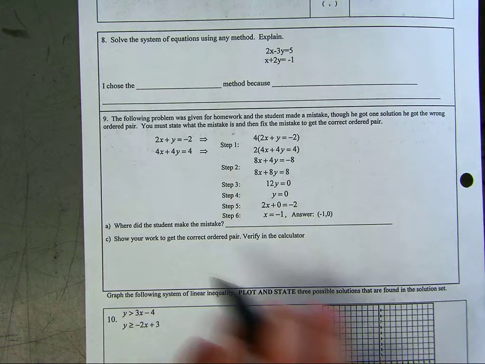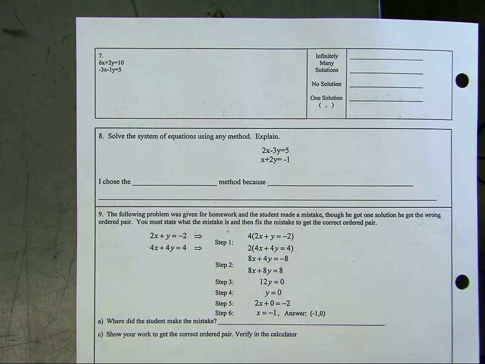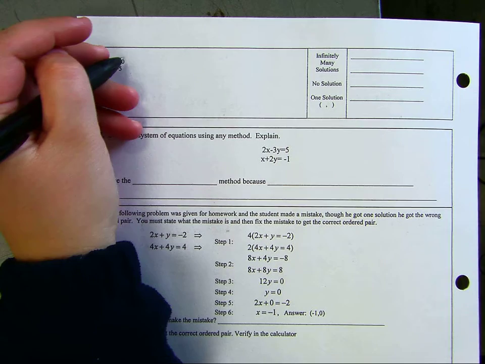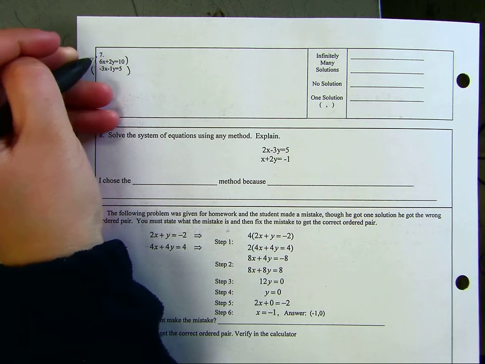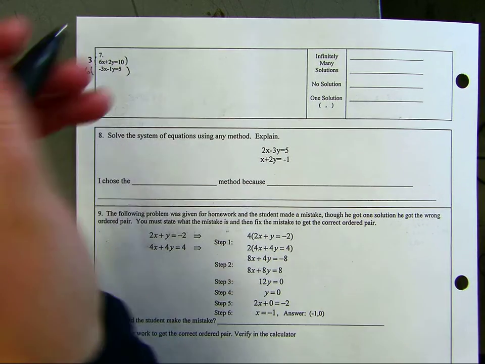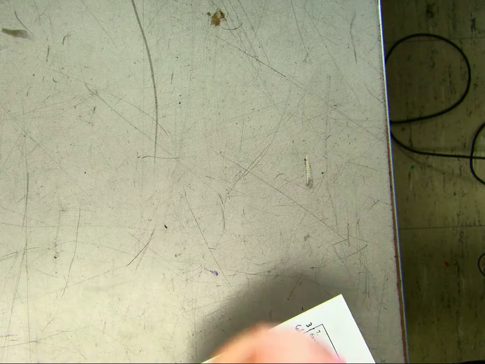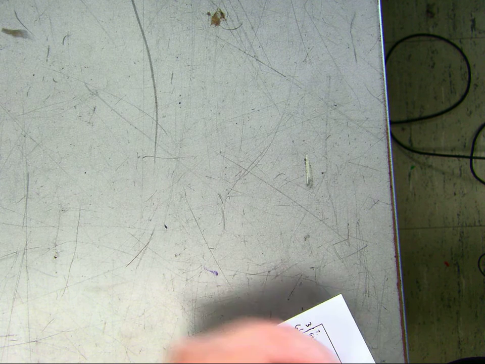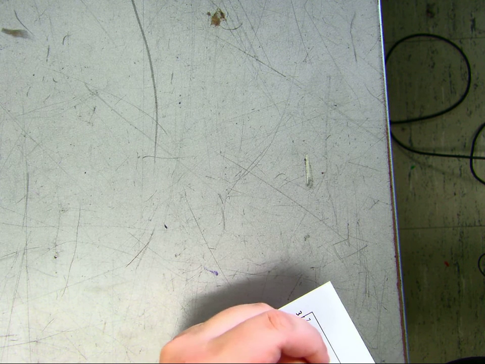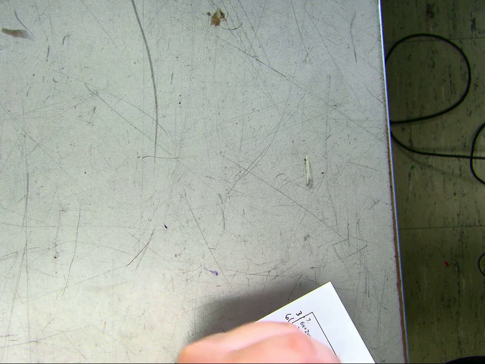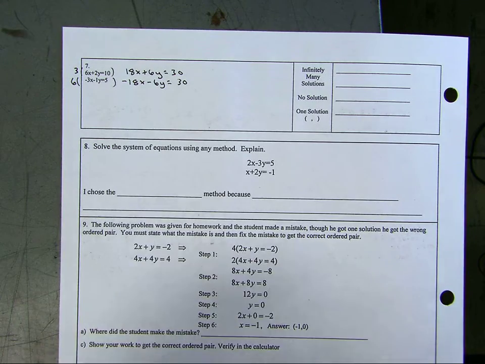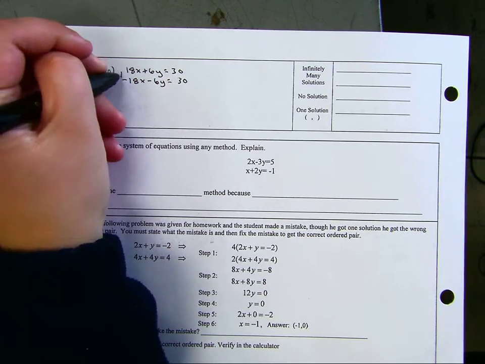Number 7 is set up for elimination. I know it's set up for elimination because the x's, the y's, and the numbers line up. I'm going to do the opposite and then keep that the same. And then I'm just going to multiply. And then negative 18x minus 6y equals 30. So here, you have to be very careful that you multiply correctly.